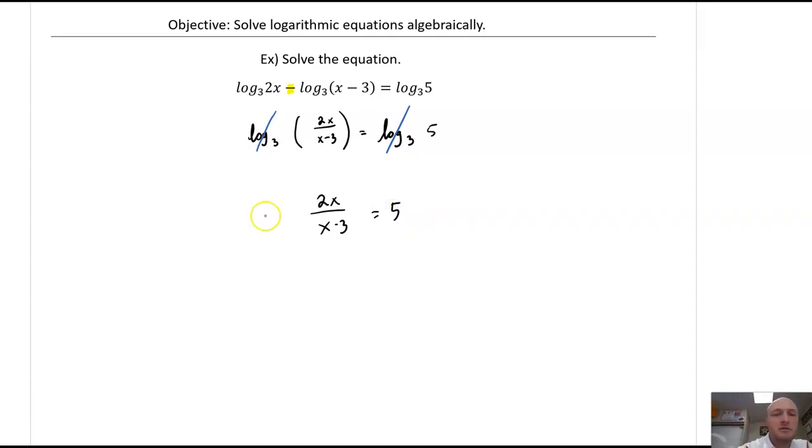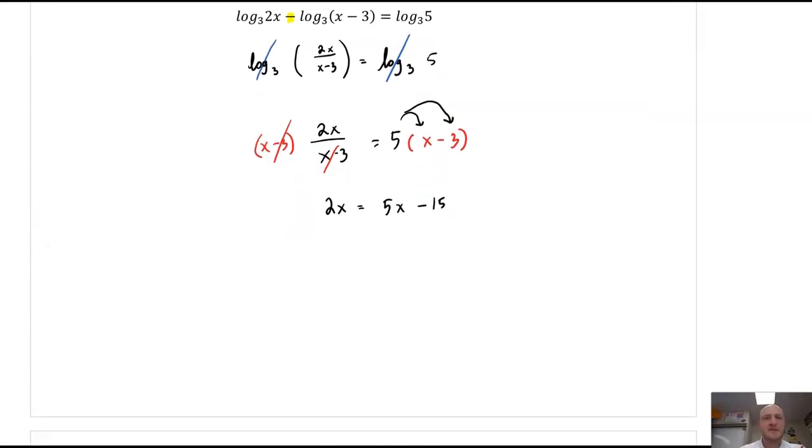Okay, well, how do I get rid of a denominator? I multiply by x minus 3. Over here these cancel, and we have 2x is equal to 5x minus 15. All right, I want to go ahead and solve this linear equation, so I'm just going to subtract 5x on each side. And we get negative 3x is equal to negative 15. We'll divide by negative 3, and we get x is equal to 5.